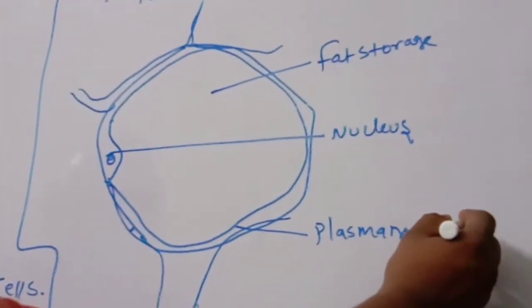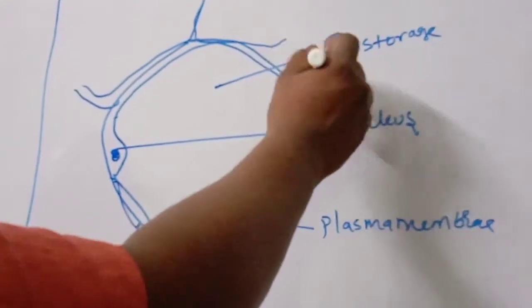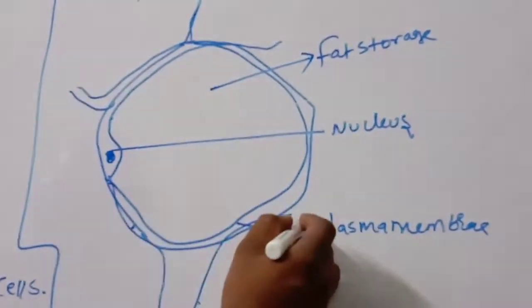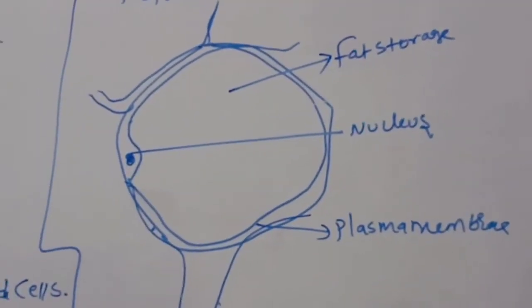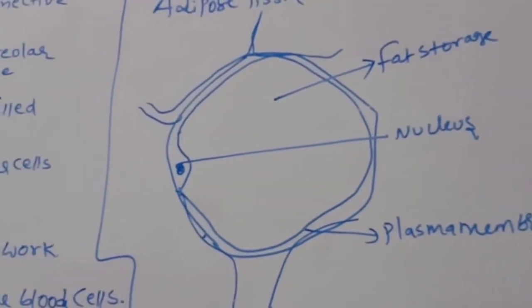Like this, adipocytes are present. The nucleus is at one corner, but the cell is completely filled with fat. That's why fat will be accumulated in our body, which leads to, as you know very well, obesity. Okay, children, that is adipose tissue, adipocyte.